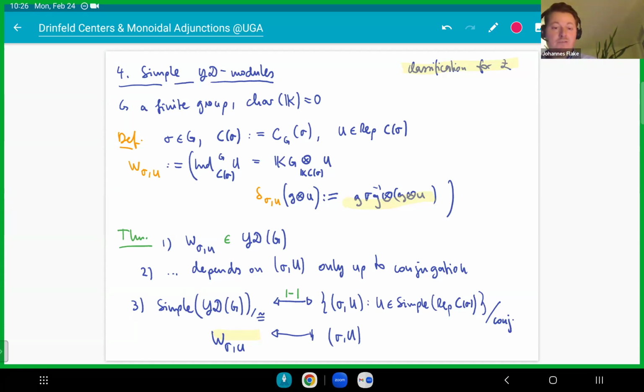It only depends on the datum up to some conjugation. So I can simultaneously conjugate the element sigma and the representation U. This will not affect the object I get there. And in fact, if I now pick the U to be a simple representation of the centralizer, then I exactly get all the simple Yetter-Drinfeld modules. So this is now a full classification of Yetter-Drinfeld modules in this setup, and hence a full classification of the simple objects in the Drinfeld center.